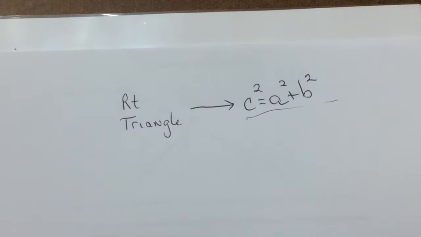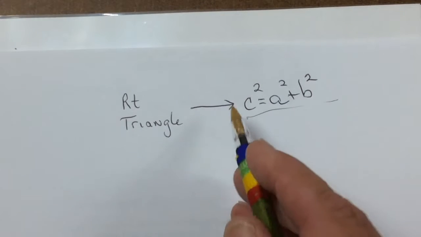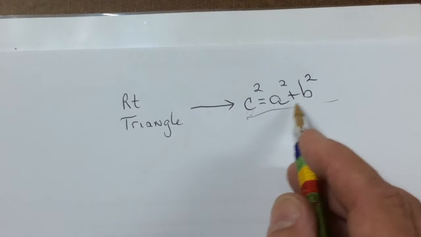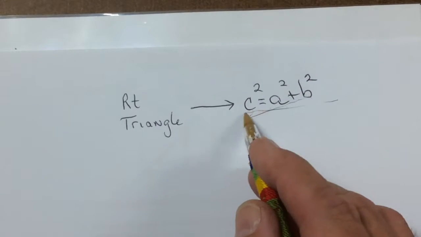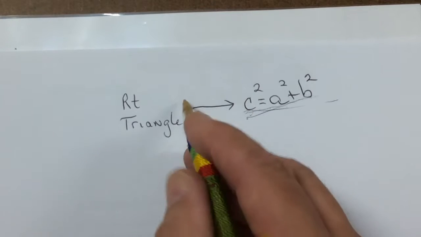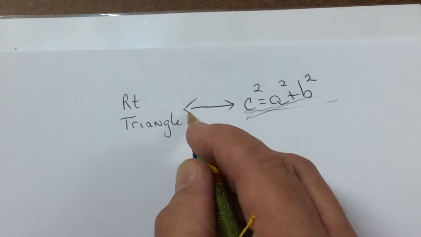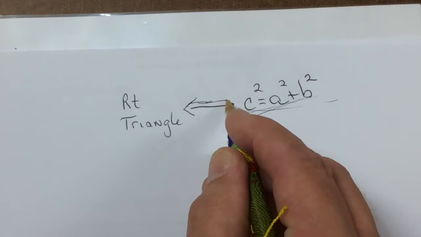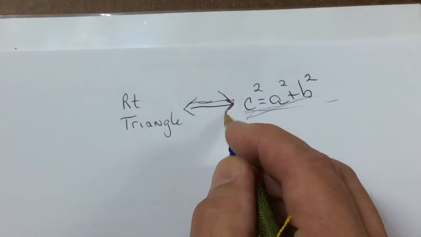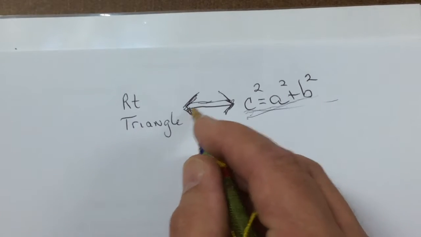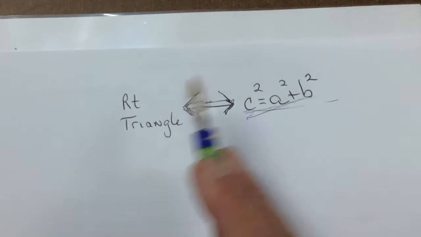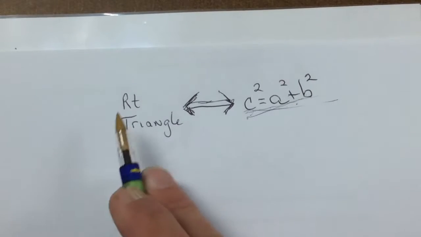You walk into a room, you see a triangle, you don't know what kind of triangle it is, but you have the side lengths. If you take the largest one and square it, and then the two smaller ones, you square them and add them together, if they equal each other, then it means it's a right triangle. So this works in both directions. In other words, the converse is also true. If this, then this. If this, then this.